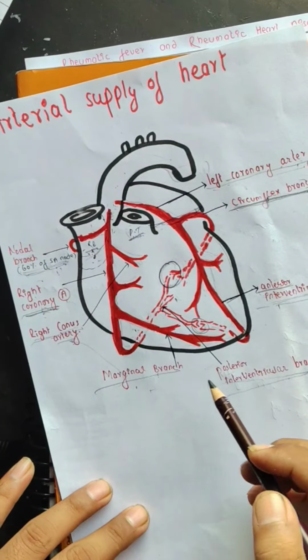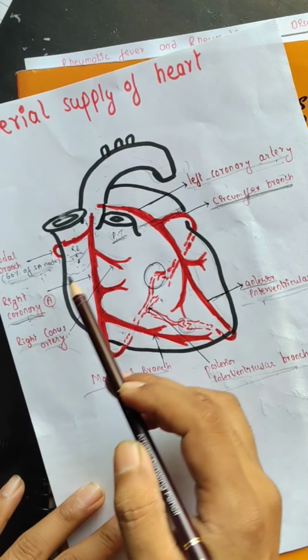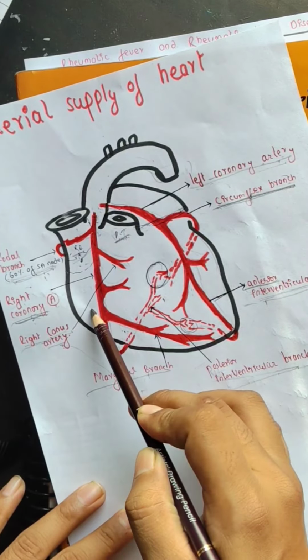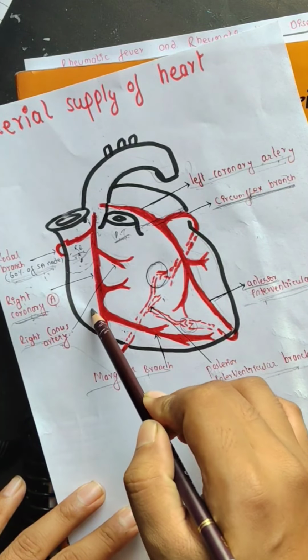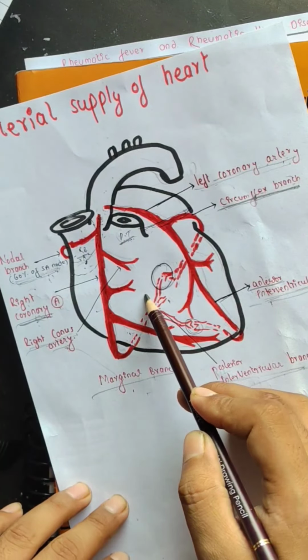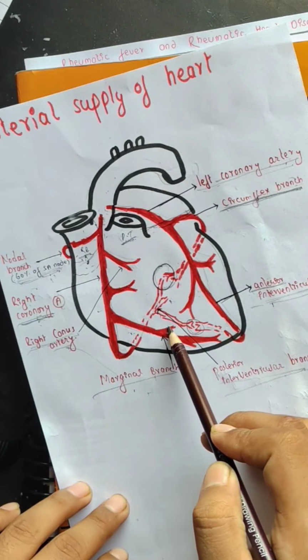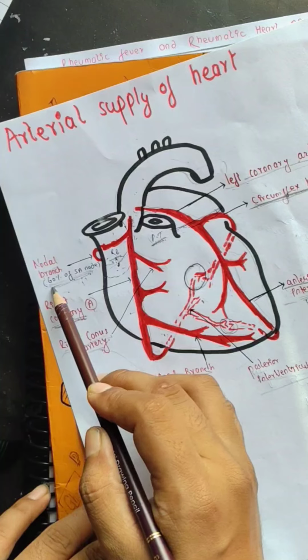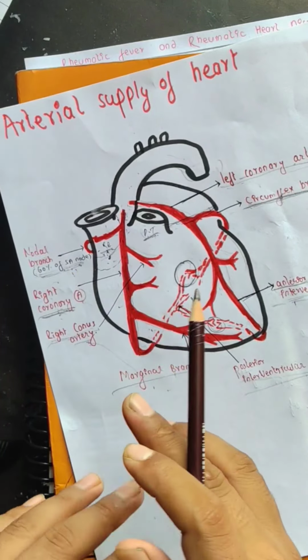Talking about the area of supply by the right coronary artery, it supplies right atrium, right ventricle, except the area adjoining anterior interventricular groove, and posterior 1/3 of the interventricular septum, and nodal branch supplies 60% to the SA node and also supplies the AV node.